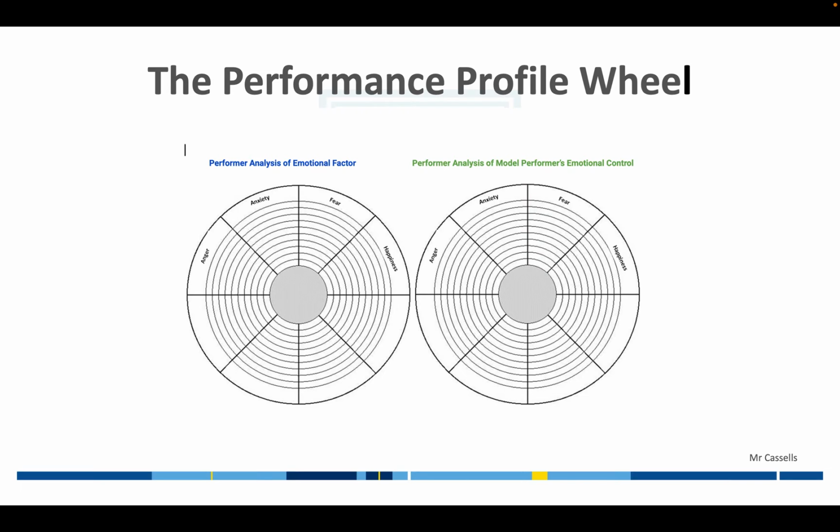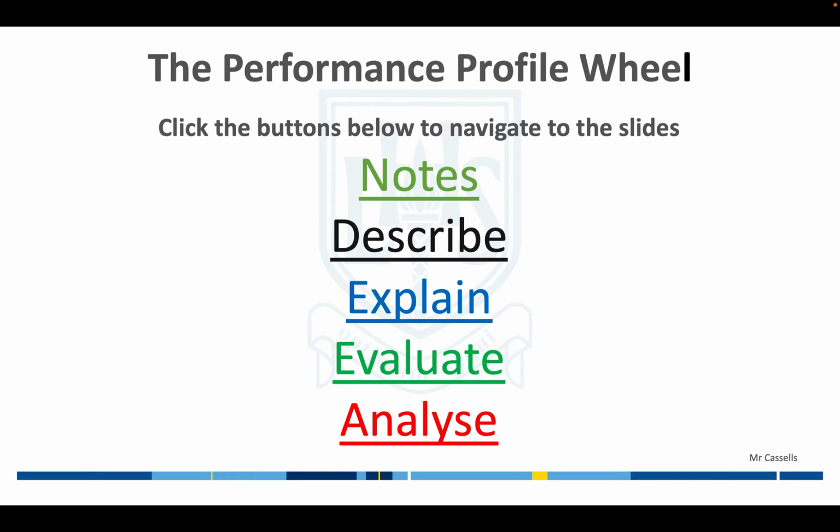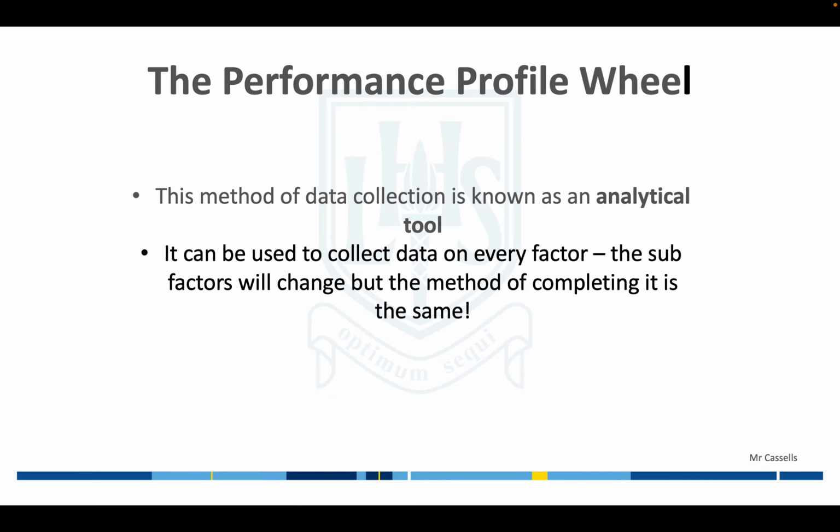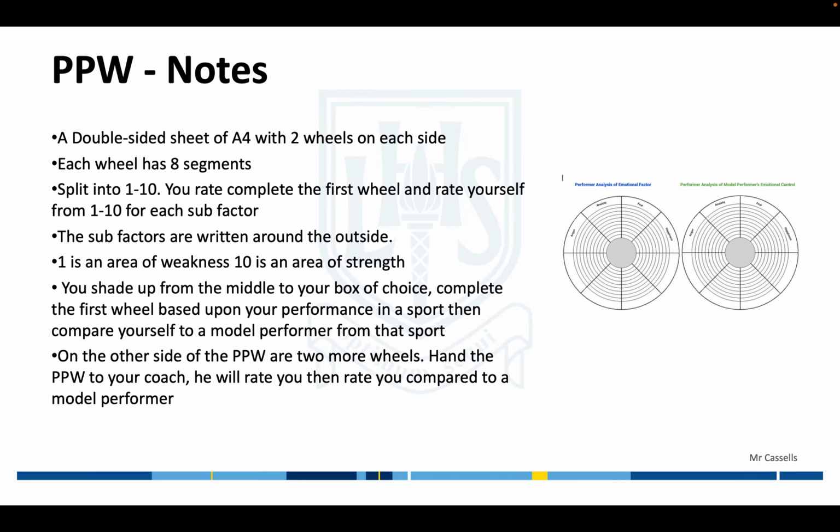So today's video is going to look in depth at the performance profile wheel, which looks like this. Remember, our performance profile wheel is a double-sided sheet of A4 paper. Now, this can be used to collect data on every factor. The only way in which this method will change is the sub-factors that are written around the outside of the wheel. On screen just now are some notes about completing the performance profile wheel.